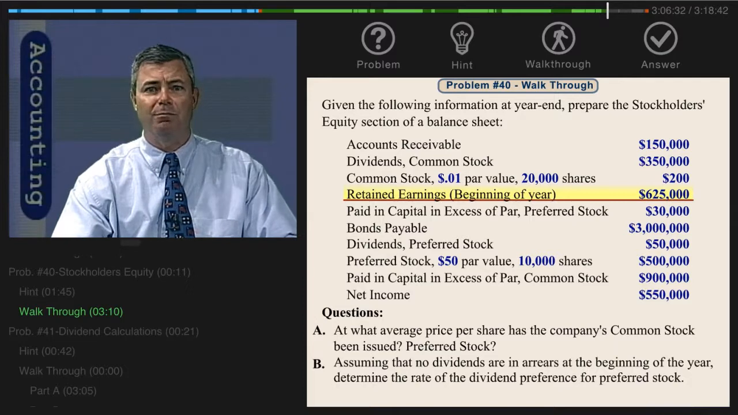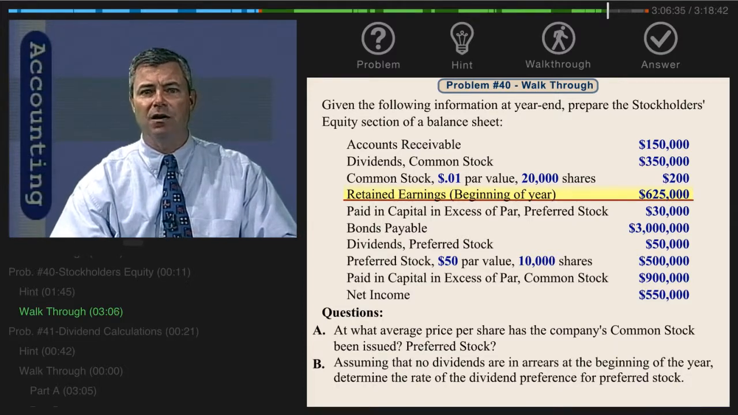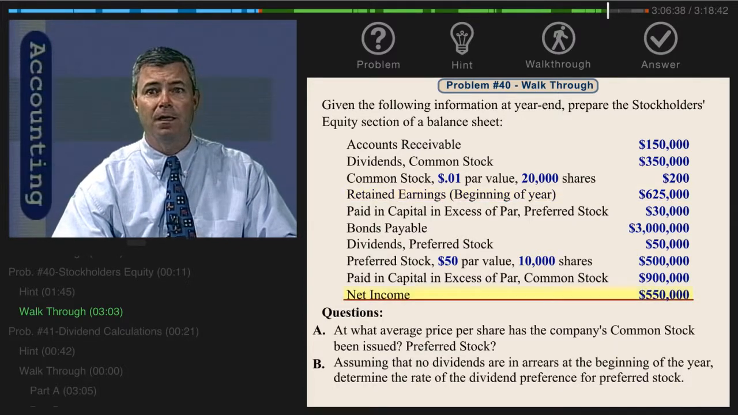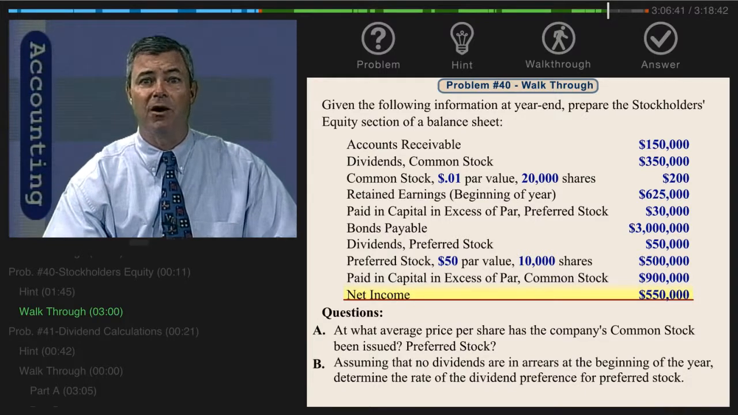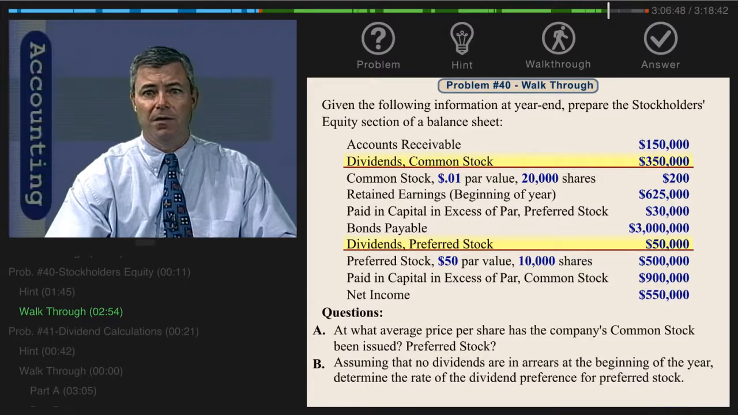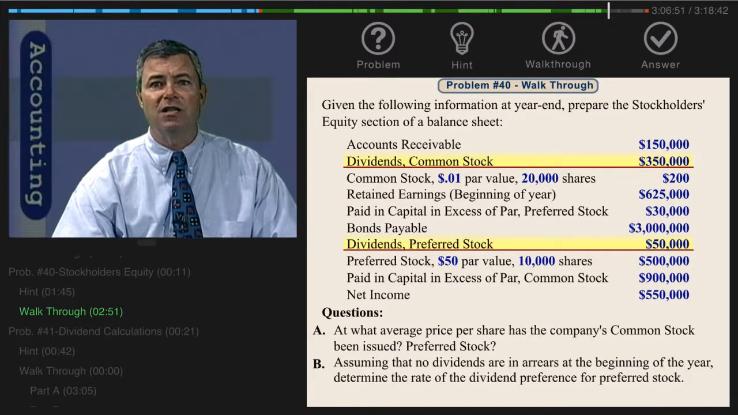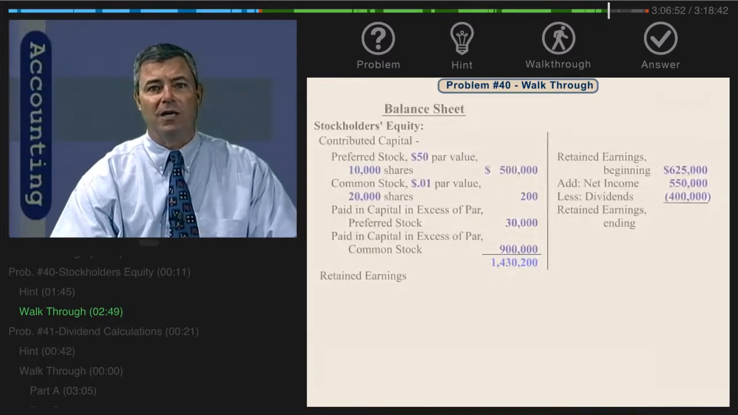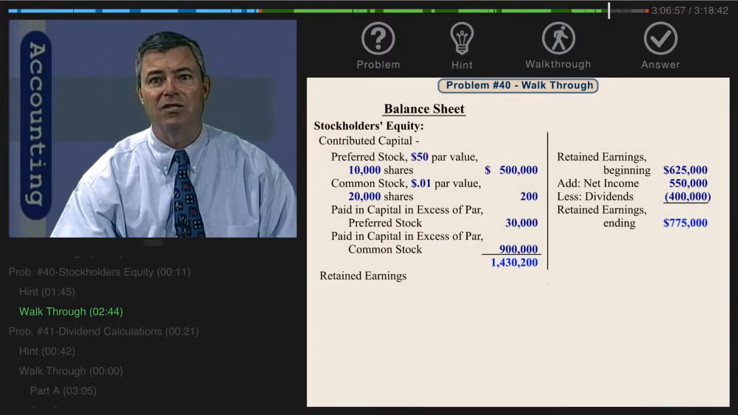And hopefully you remembered from prior lessons that retained earnings at the beginning of the year is affected by net income, increased by net income. In this case, that apparently was $50,000 for the year, less any dividends distributed for the year. The dividends amounted to $400,000, such that the ending balance of retained earnings was $775,000.